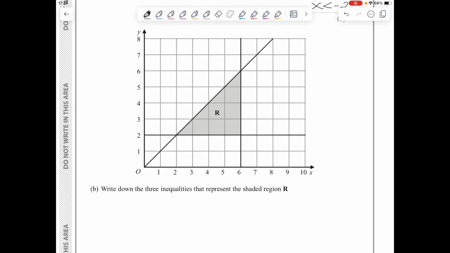For part B, I'll need to define the three inequalities. Before doing so, let's find the corresponding equations of the three lines. The horizontal line is y equals 2. The vertical line is x equals 6. And the diagonal one, if you notice, passes through the points (0, 0), (1, 1), (2, 2), and so on. So it's the line y equals x.